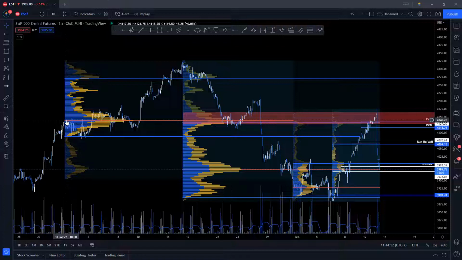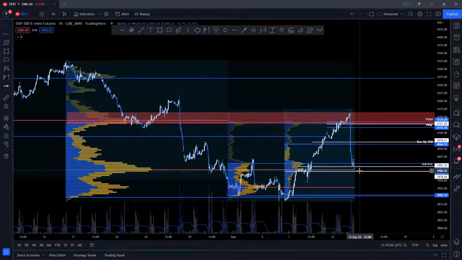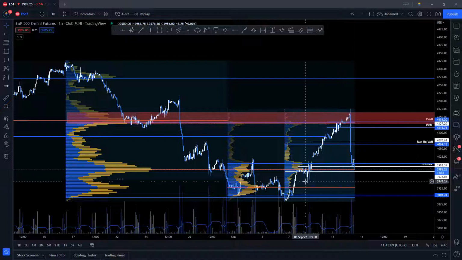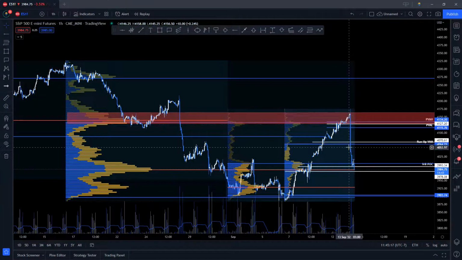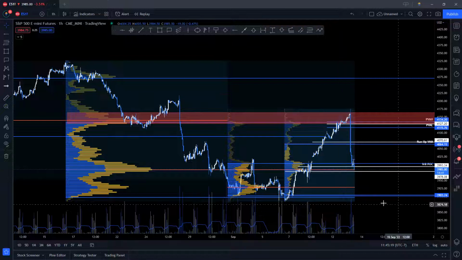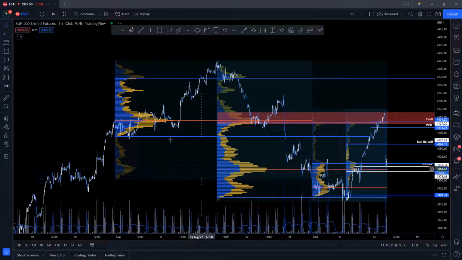And if you look at the monthly POC, it just lines right up with this dump area that we see here. This might look like it's based off of CPI, and it is a huge dump based off of CPI, but we would have dumped from here anyway, most likely, without the news. It just wouldn't have been such a drastic dump. It would have been over more days.